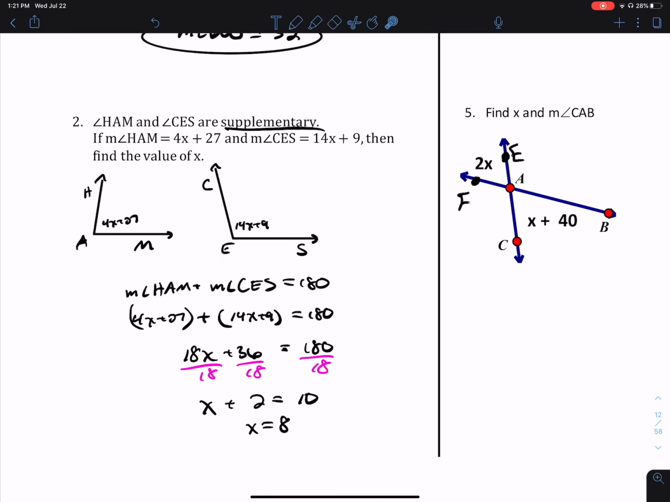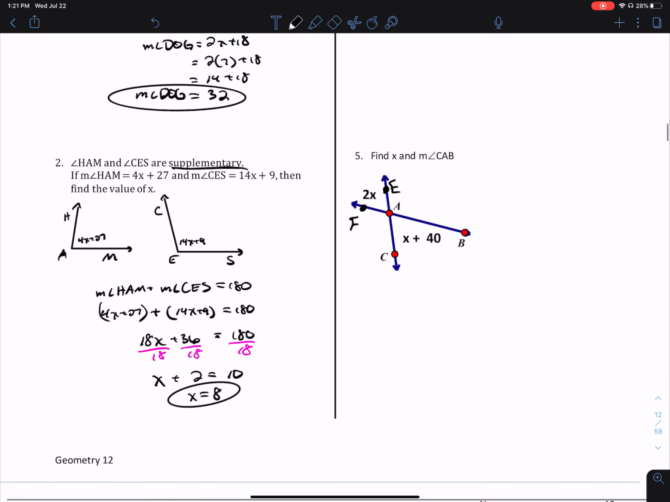Once you know what x is, read the question. Find the value of x. We have done so, so we are finished.